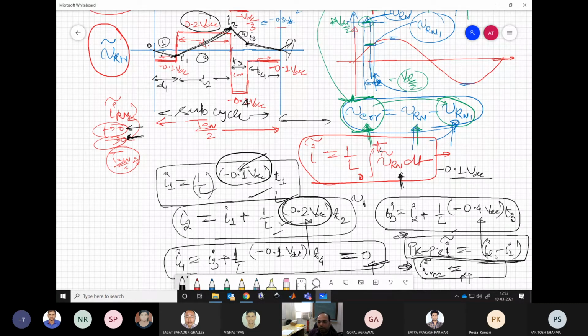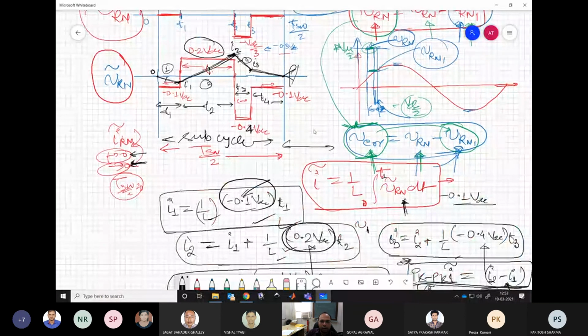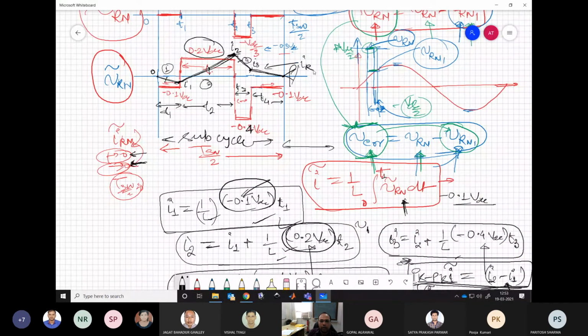So peak-to-peak ripple could be one basis on which we can compare different PWM techniques. Now for different values of VRN, we can have the ripple for IR. So this is nothing but IR ripple. Am I clear here?